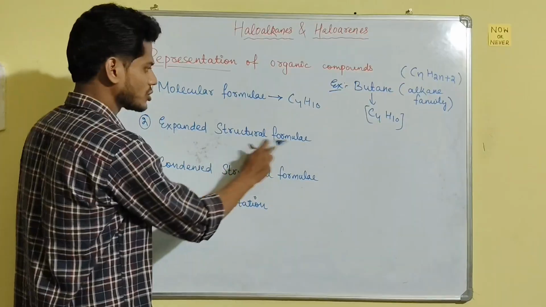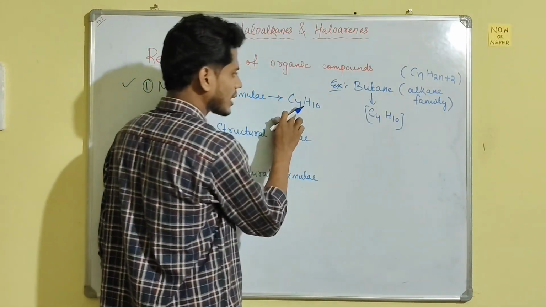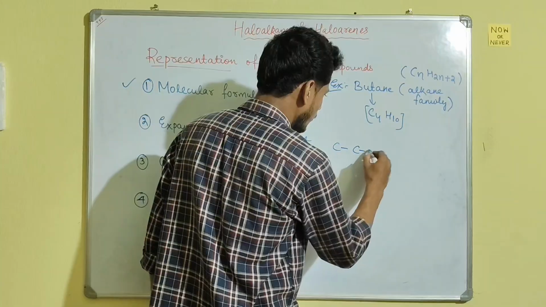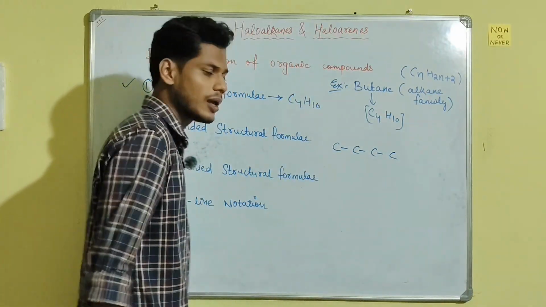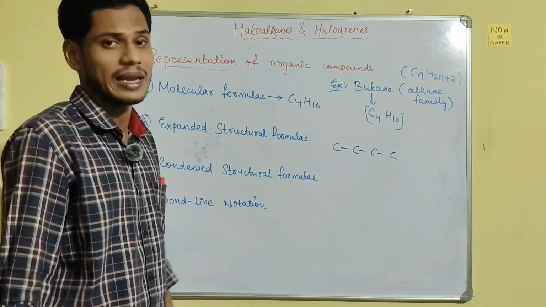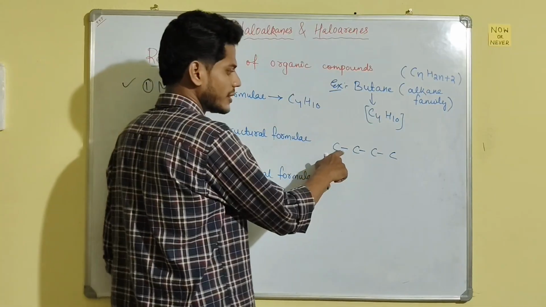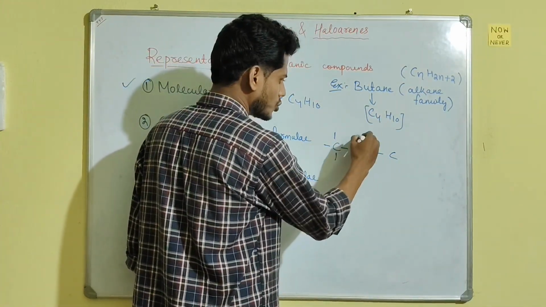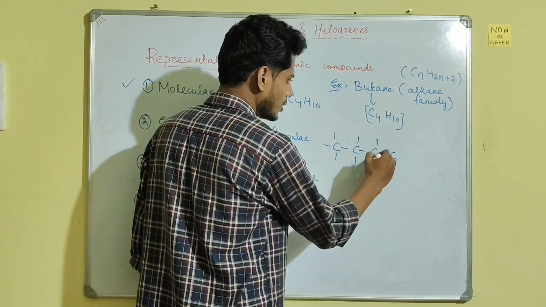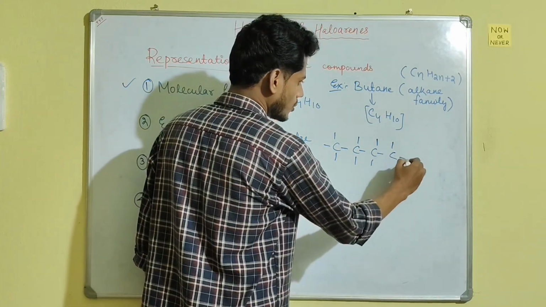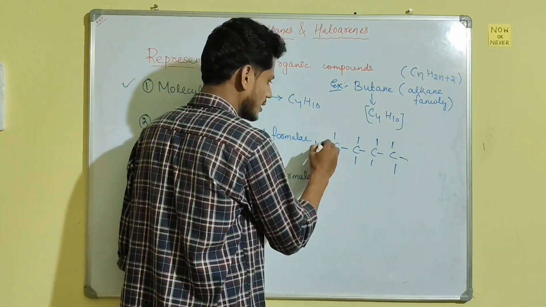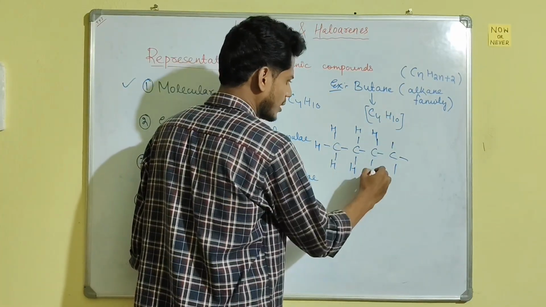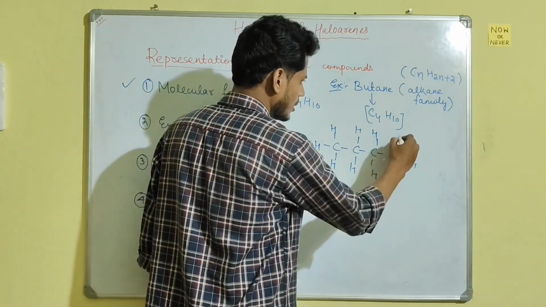So expanded structural formula. See here, there are 4 carbon atoms and 10 hydrogen atoms. So 4 carbon atoms, here it is. Then the valency of carbon is 4. So here it has 1, so left is 3 hydrogen. Here it has 2, 3, 4, 1, 2, 3, 4, 1, 2, 3, 4. Clear? So these are the hydrogen atoms. The valency is fulfilled, and finally we have drawn the expanded structural formula.